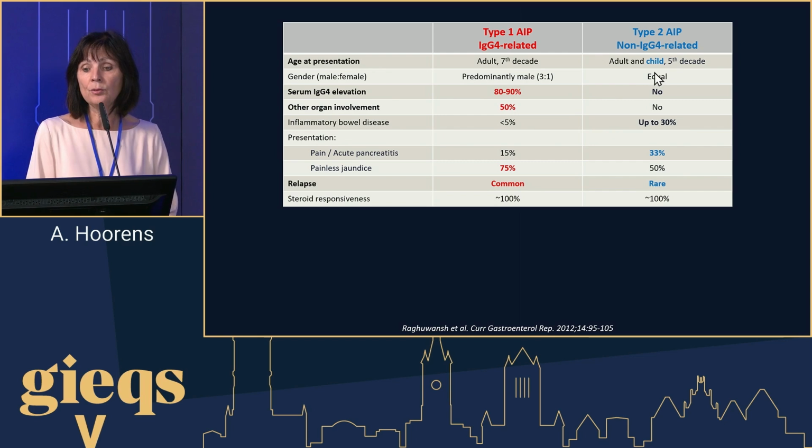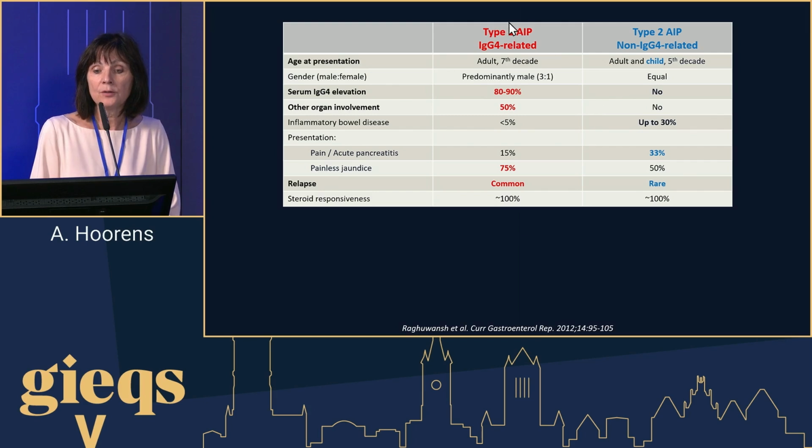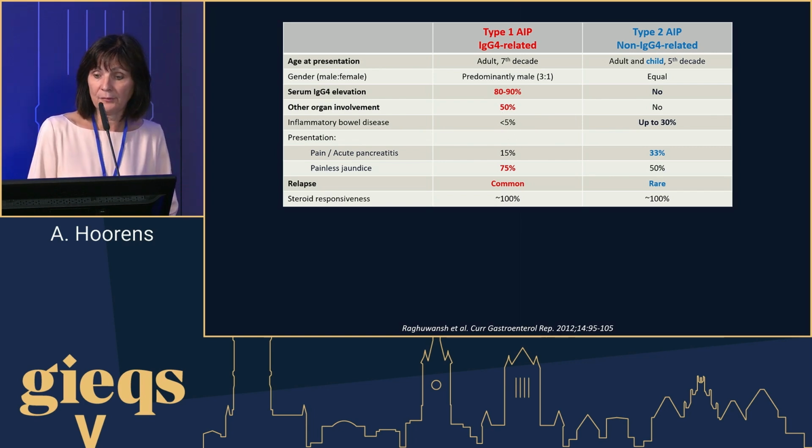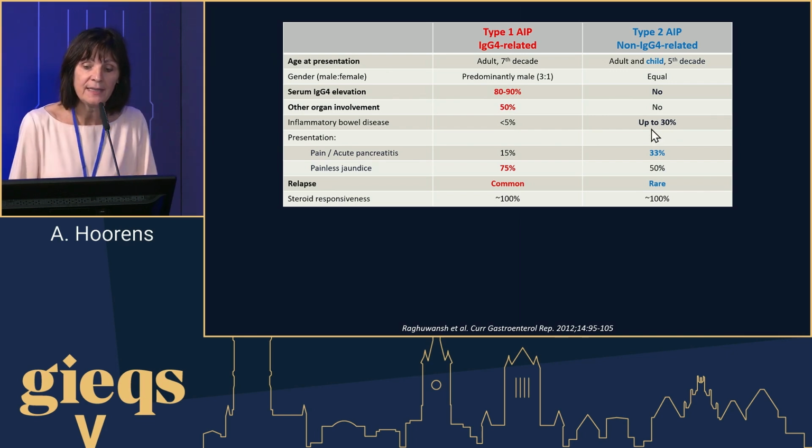Type 2 can also occur in children, which is not seen in type 1. Then the serum IgG4 elevation is seen in a large part, but certainly not in all type 1 patients, and not in type 2. So type 1 is the IgG4-related disease, which is not the case for type 2. Organ involvement, looking for it, can be very helpful for coming to a definitive conclusion. This is not the case in type 2, where you just have up to 30% IBD.